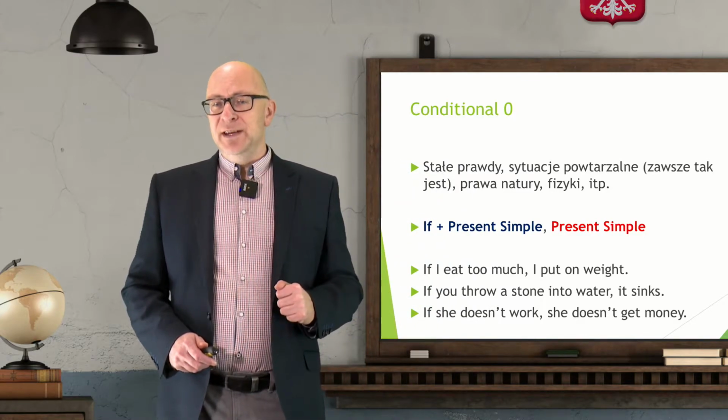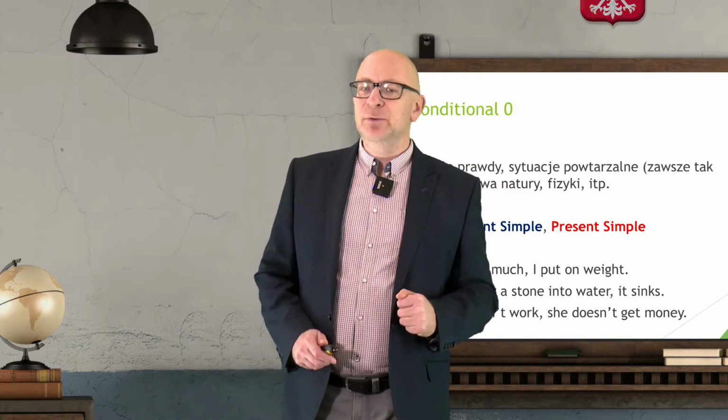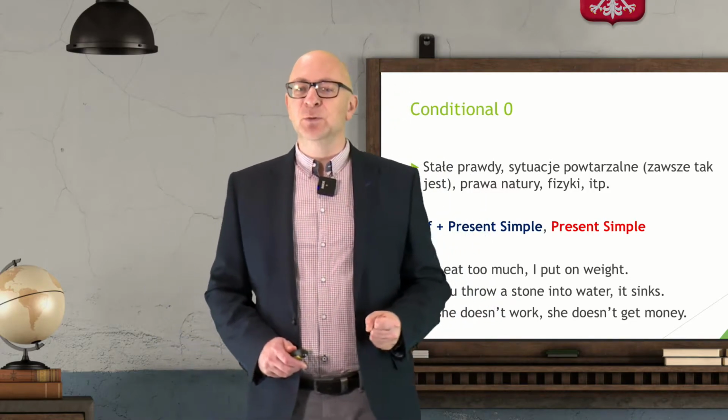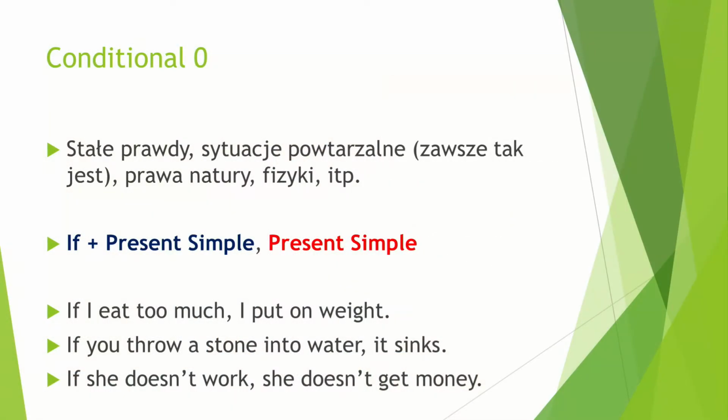And how is this conditional sentence built? Well, the sentence is built in a very, very simple way. As you can see, in the first part of the sentence, the if part, the conditional part, we have present simple. So we say if something happens, and then in the second part the result is also in present simple. So we also say that something else happens. And the most important thing, it is always like that.